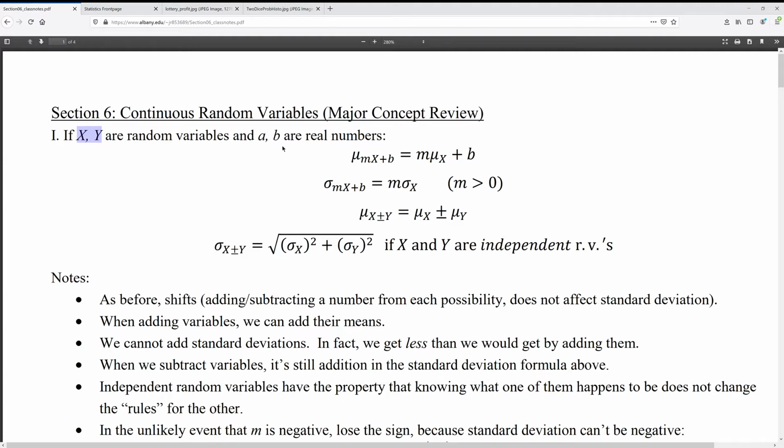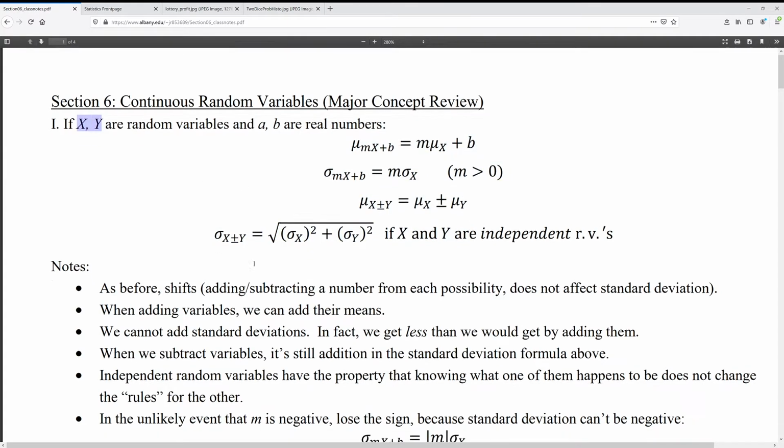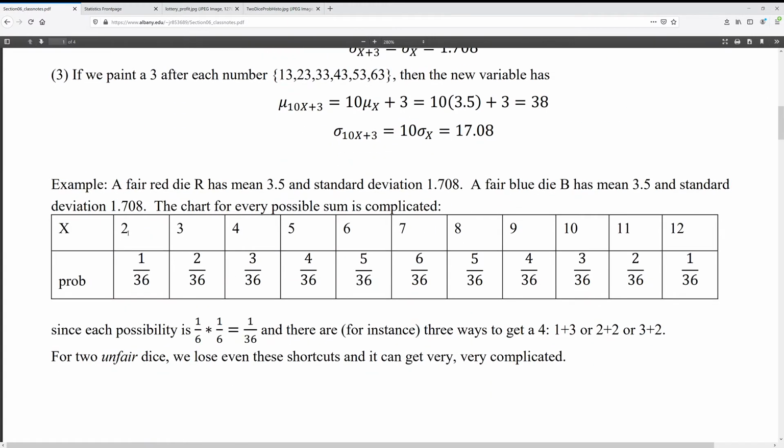In other words, that's the point of these shortcuts, right? All you need is the mean and standard deviation of x and y. You don't need the probability distribution. You didn't need this chart in order to find the mean and standard deviation of r plus b. That was the point of the shortcuts. That's what makes them shortcuts.